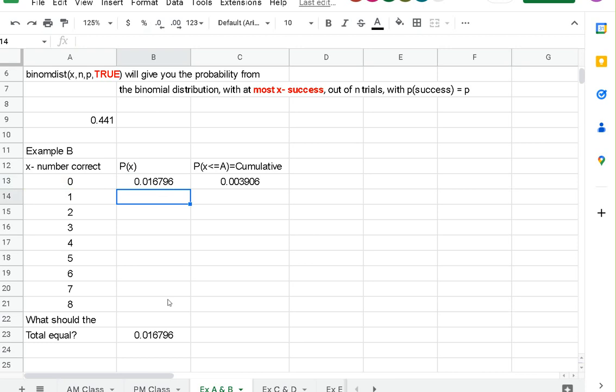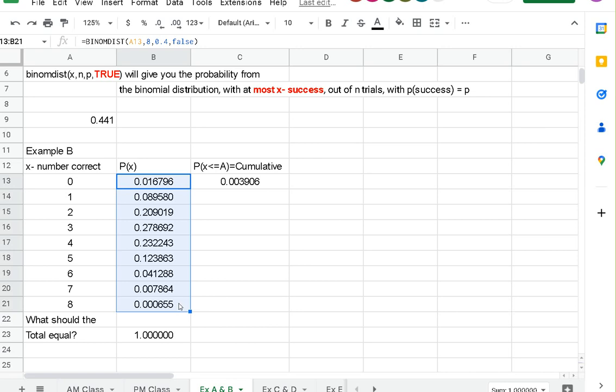By the way, when I drag it all the way down, what should the total of this column equal? 1. Good. Because it's a probability distribution. So beautiful. Exactly 1. So everyone got the probability distribution here.